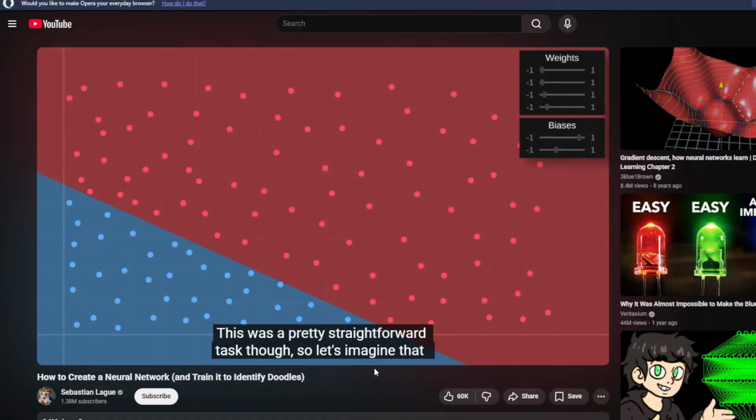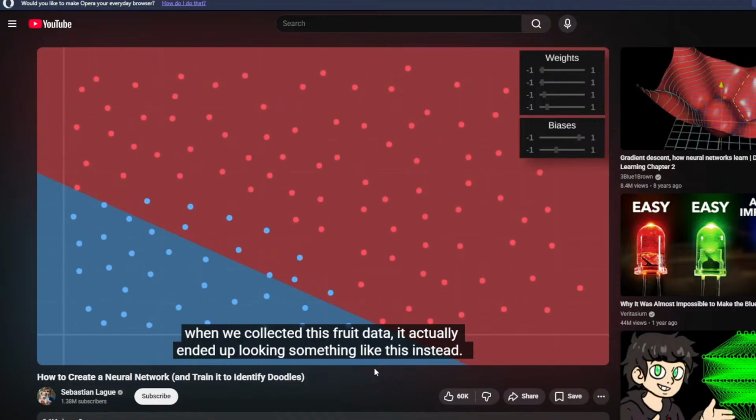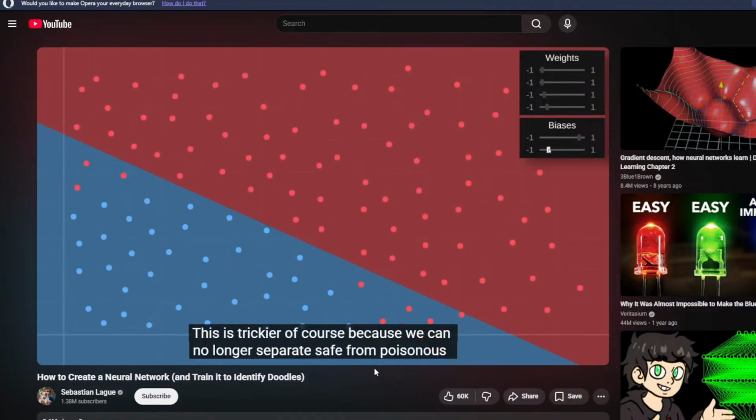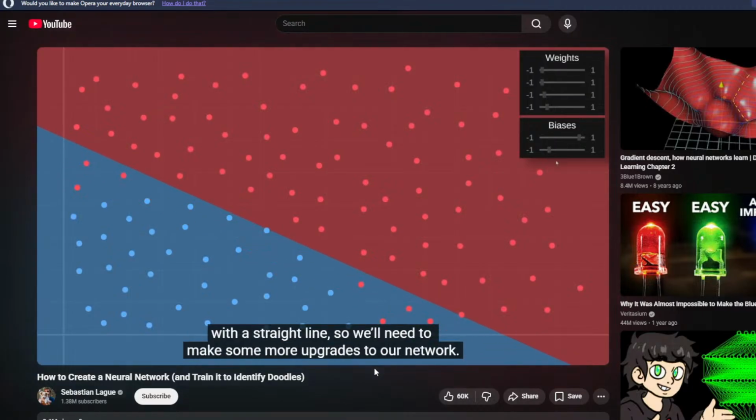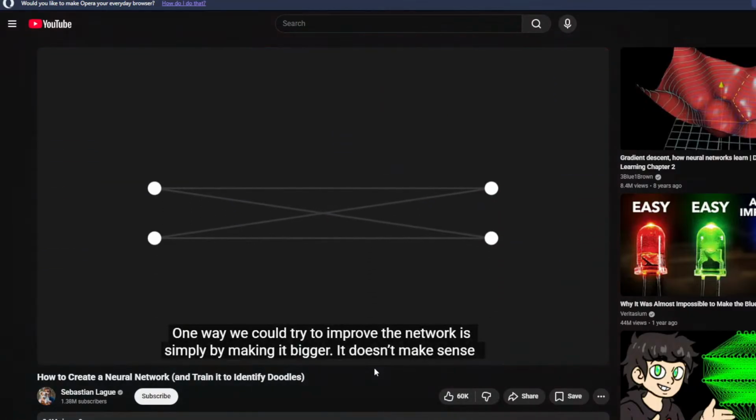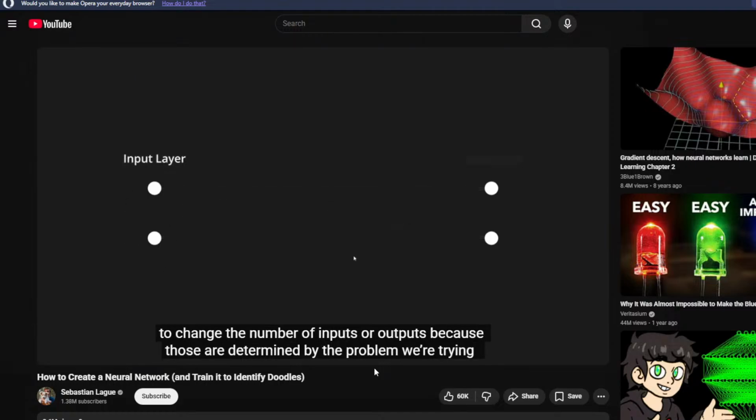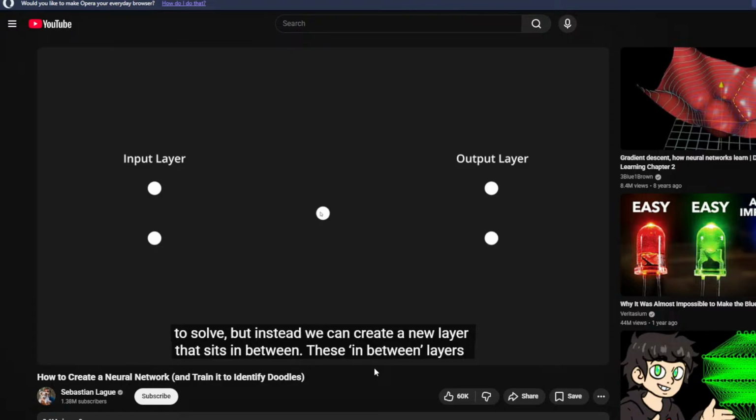This was a pretty straightforward task though, so let's imagine that when we collected this fruit data, it actually ended up looking something like this instead. This is trickier, of course, because we can no longer separate safe from poisonous with a straight line, so we'll need to make some more upgrades to our network. One way we could try to improve the network is simply by making it bigger. It doesn't make sense to change the number of inputs or outputs because those are determined by the problem we're trying to solve, but instead we can create a new layer that sits in between.